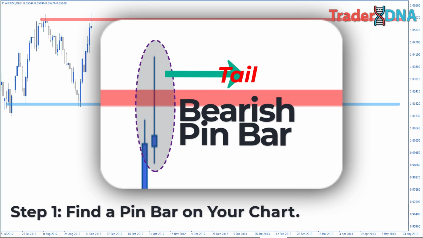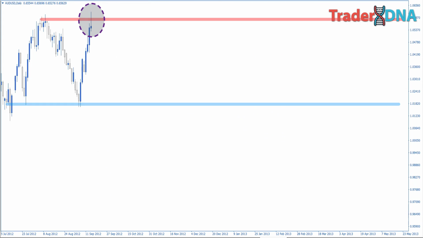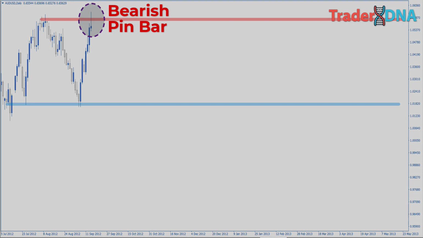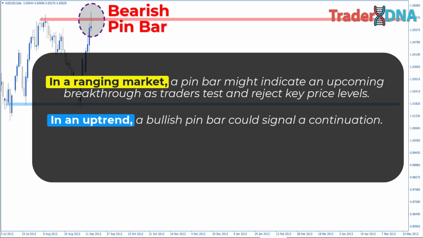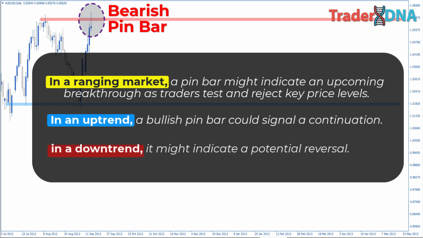In this ranging market, the bulls are really pushing to keep this upward short-term trend going. But the bears are too strong, so that's why we see the bearish pin bar forming. This is a perfect example of a pin bar price action reversal setup. So, what's happening? It's crucial to interpret the pin bar in the context of the market environment. In a ranging market, a pin bar might indicate an upcoming breakthrough as traders test and reject key price levels. Similarly, in an uptrend, a bullish pin bar could signal a continuation. Conversely, in a downtrend, it might indicate a potential reversal.